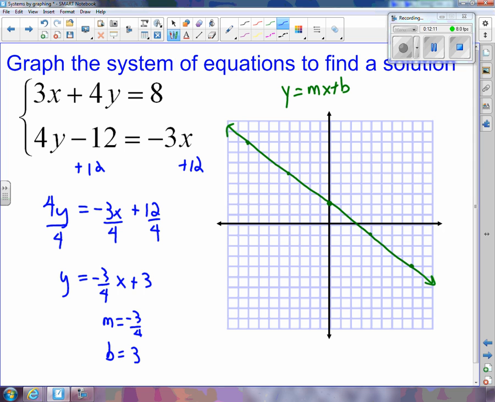So I'm going to graph this line by first going to my y-intercept and following the slope pattern. Go down 3 and over 4. Down 3 and over 4. And same in the other direction. Now here we have a different scenario. Here the lines are parallel, therefore they don't intersect. Hopefully at this point you realize that this means that if there's no intersection point, there is no solution.